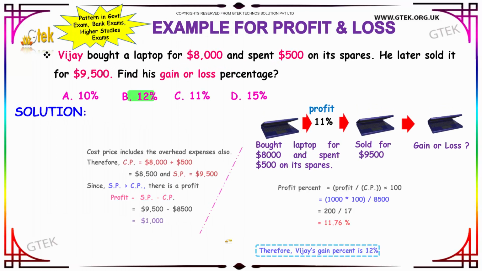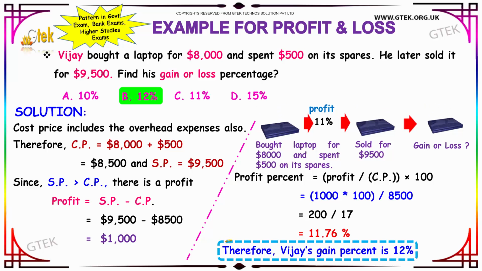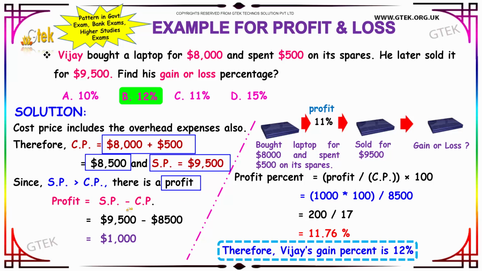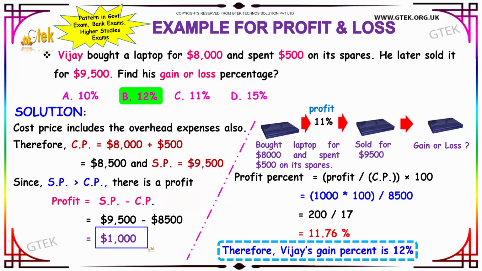Let us see how to apply the logic to solve the sum. The cost price includes the overhead expenses, that is $8,000 plus $500, which gives your cost price to be $8,500, and your selling price is $9,500. Since your selling price is greater than your cost price, you have obtained a profit. The profit is calculated using the formula SP minus CP, that is 9,500 minus 8,500. So your profit is $1,000.